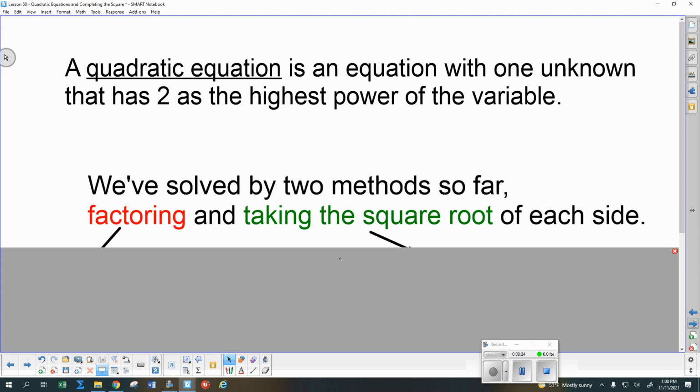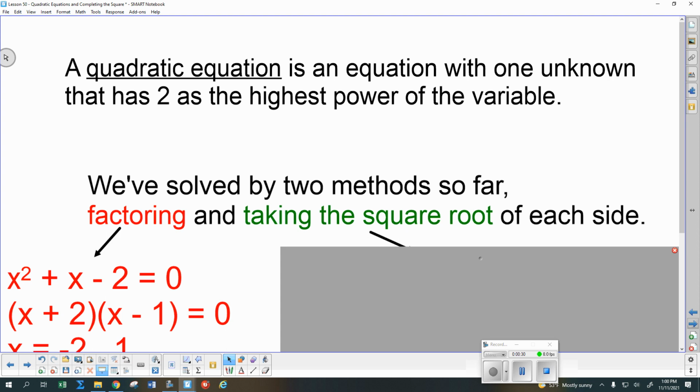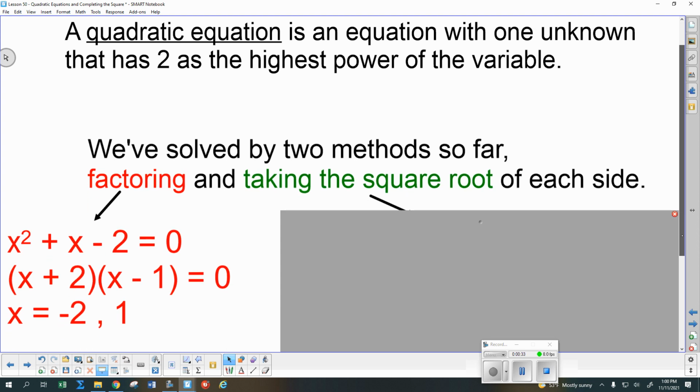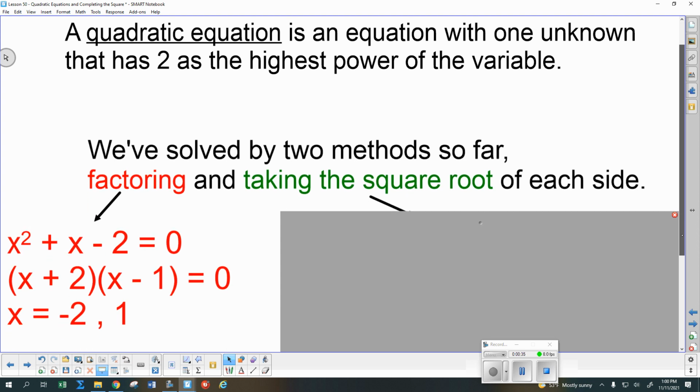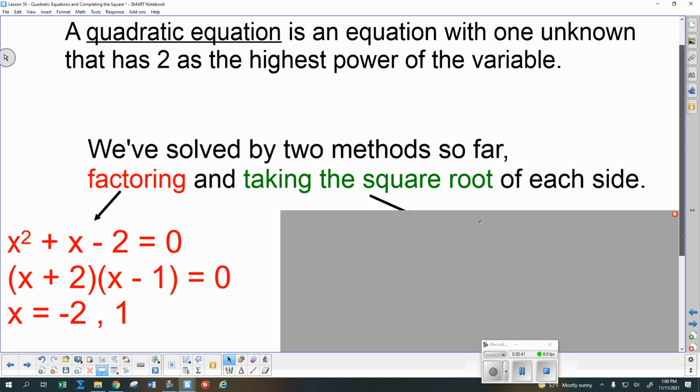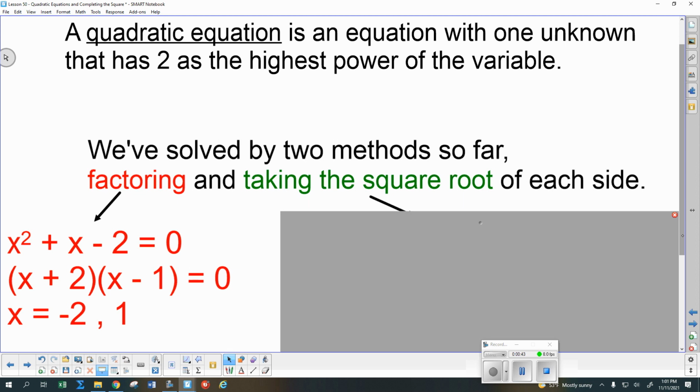And so far, the two methods that we've learned for solving quadratics are factoring. Maybe we have one like what you see here on the left, x squared plus x minus 2. Make sure it equals 0, get parentheses times parentheses, and get our answers. So in this case, x could be -2 and 1. This one started with 1x squared, so our parentheses started with 1x times 1x.